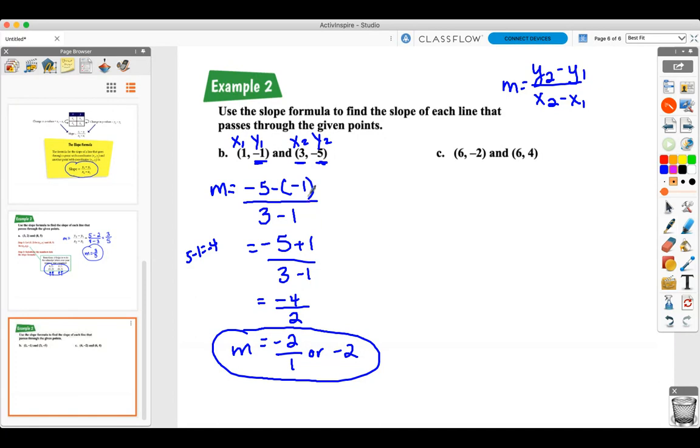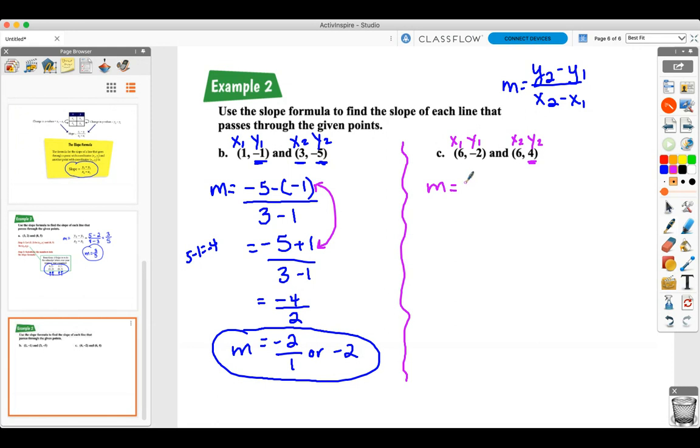So this is where some of the errors are going to happen with this math, from here to here. So just be careful. This is where you do need to keep practicing your integer operation rules. All right, let's do another problem. So again, x1, y1, x2, y2.